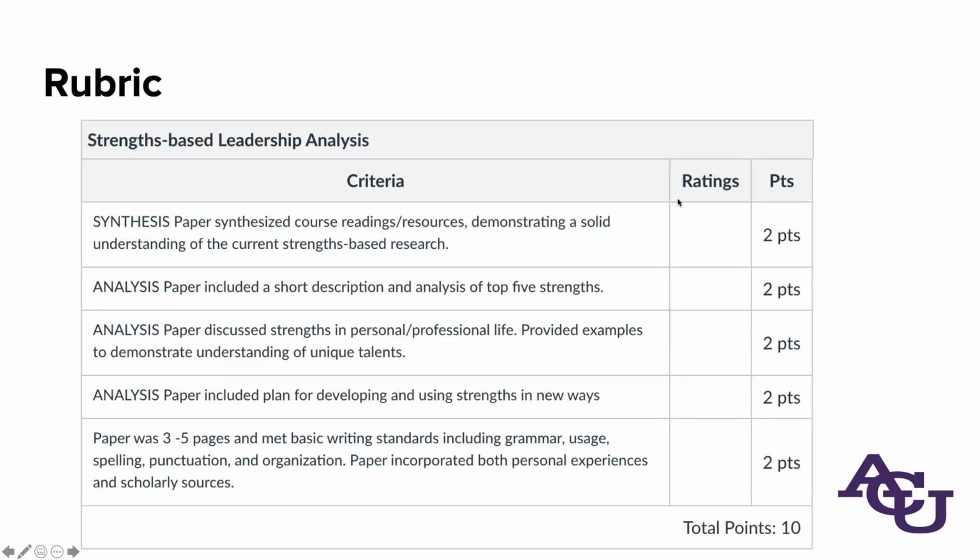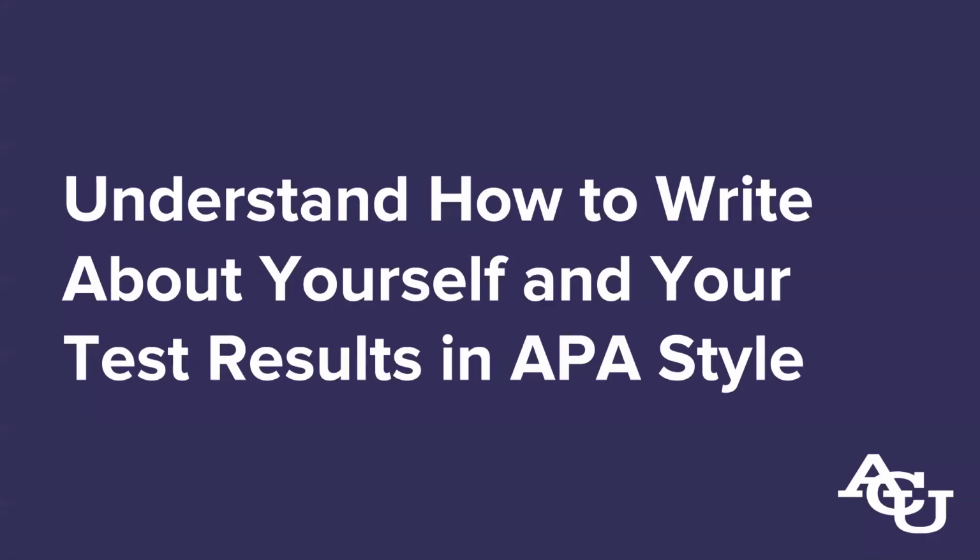If we look at the rubric, it is pretty much just the things that were mentioned. Again, make sure to include that plan for developing and using new strengths. Make sure that you have these sections sorted. I would recommend having subheadings for these to make it clear to yourself and to your reader that you've done all these things. And that's pretty much it. So let's switch gears here and move into how to write about yourself and your test results in APA style.